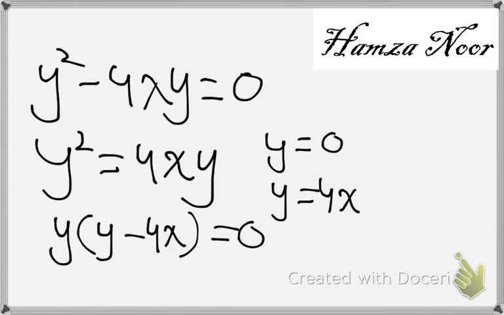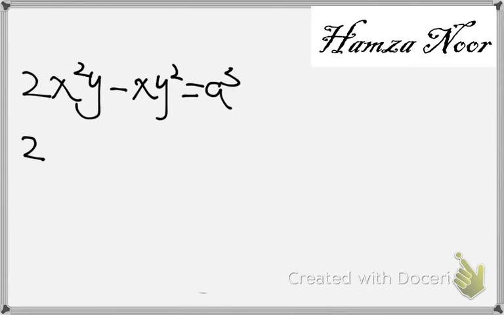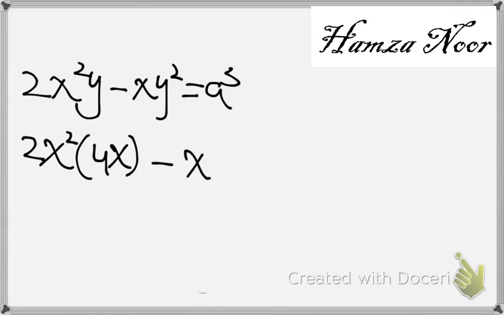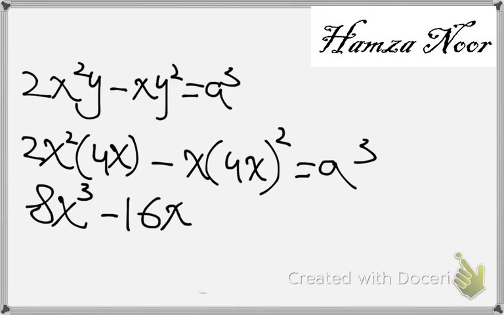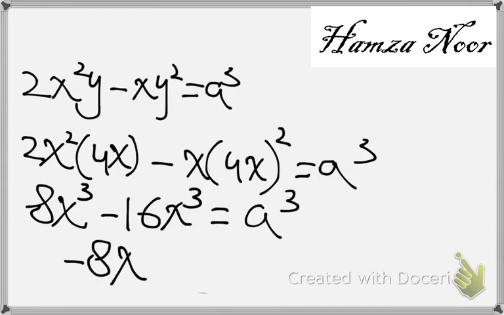So here you are going to substitute y equal to 4x back into the original equation of the curve. So 2x² multiplied by 4x minus x into (4x) the whole thing squared is equal to a³. So this becomes 8x³ minus 16x³ is equal to a³. This becomes −8x³ is equal to a³.